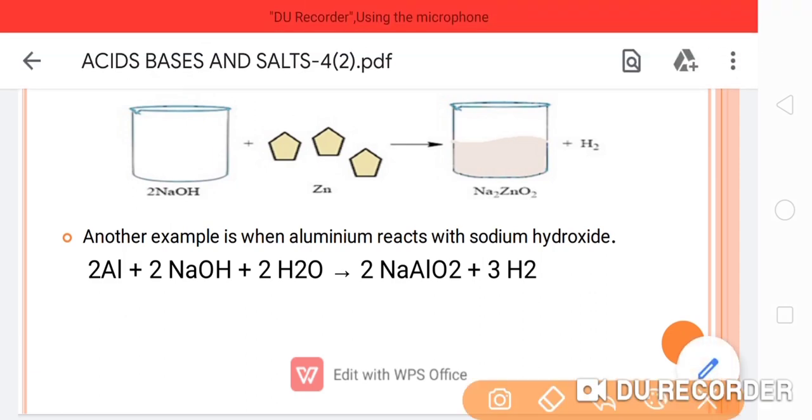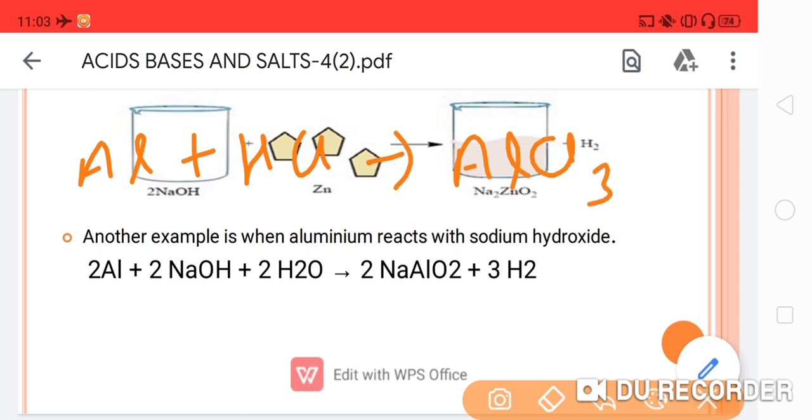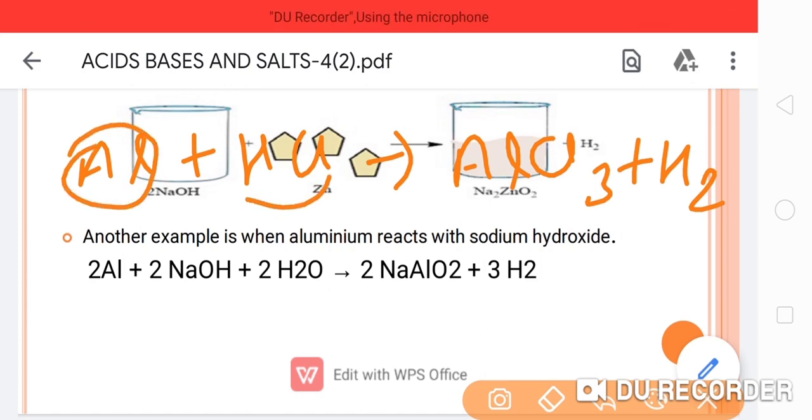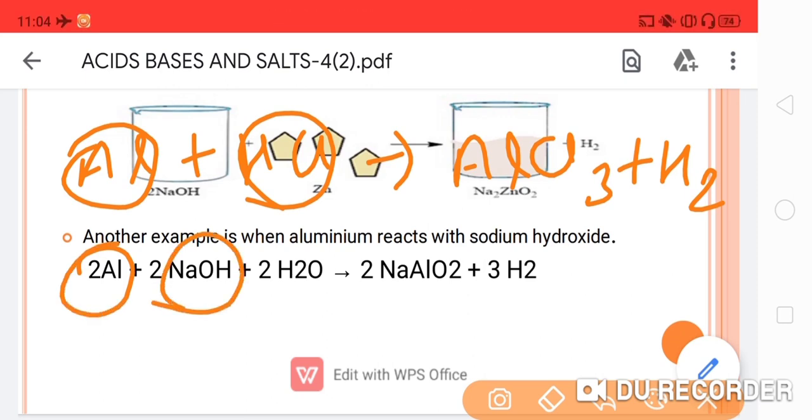So let's see, aluminum is also reacting with acid, that is HCl. It will convert into aluminium chloride and hydrogen gas will evolve. Okay students, so you can easily see here that aluminum reacts with acid as well as with base. So it means aluminum is an amphoteric metal. Amphoteric metal. Similarly, like zinc.